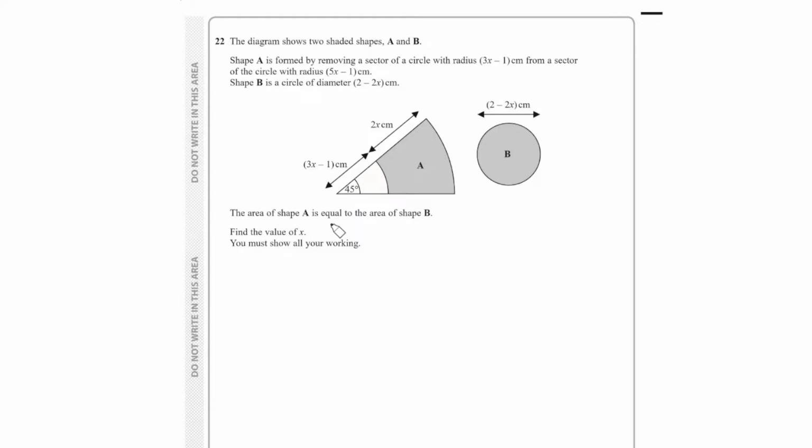The area of shape A is equal to the area of shape B, find the value of x. So this is just solving equations, but it's just a massive equation. That's the only thing. So it's just setting up the equation. The area of A is equal to the area of B.